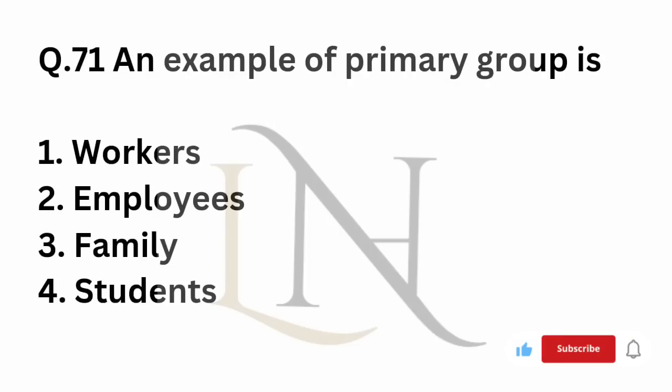An example of primary group is option 1 workers, option 2 employees, option 3 family, option 4 students. Answer is option 3 family is a primary group. Next MCQ.